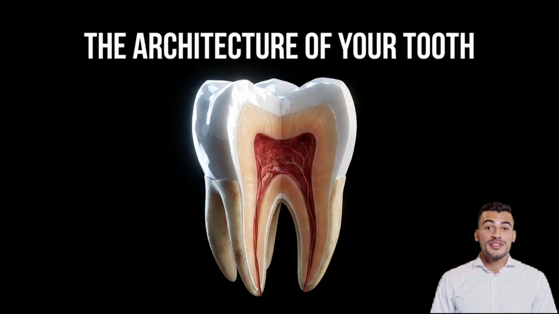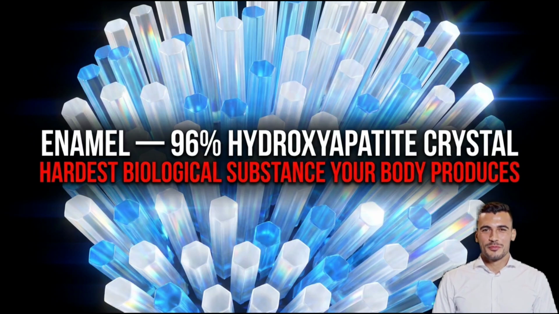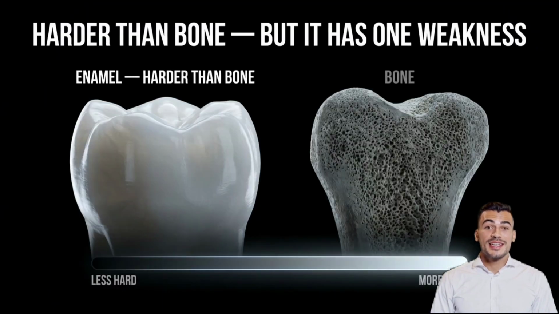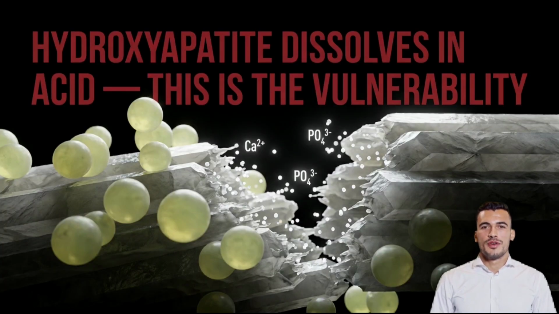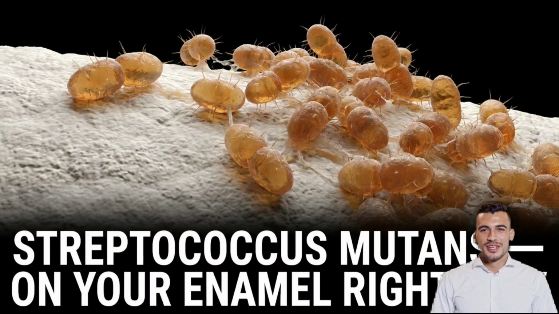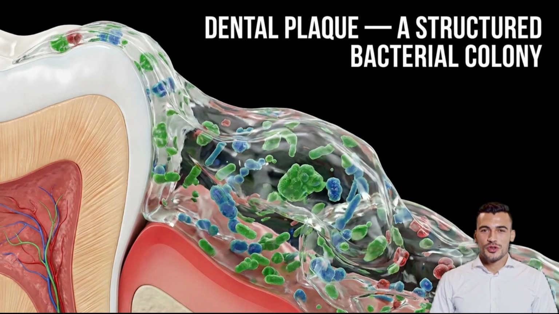The outer layer of your tooth is enamel. It is the hardest biological substance the human body produces, harder than bone. Its structural strength comes from its mineral composition, approximately 96% hydroxyapatite, a crystalline calcium phosphate mineral arranged in tightly packed rods that give enamel its extraordinary resistance to mechanical force. But hydroxyapatite has a vulnerability.